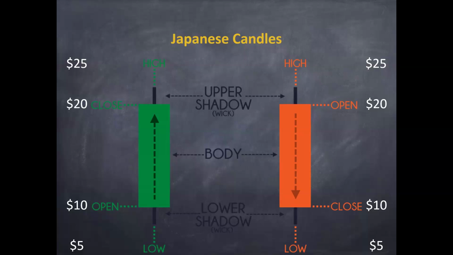Now, let's say you cover up the 25 with your index finger and the 5 with your thumb. So now you have a Japanese candlestick with no wicks. It's just a body. There's only one way you can read that as well. It opened at 10 and it closed at 20, and there's nothing else to be said about it.